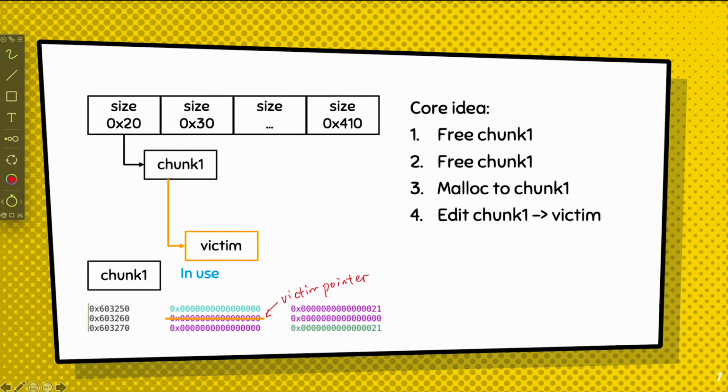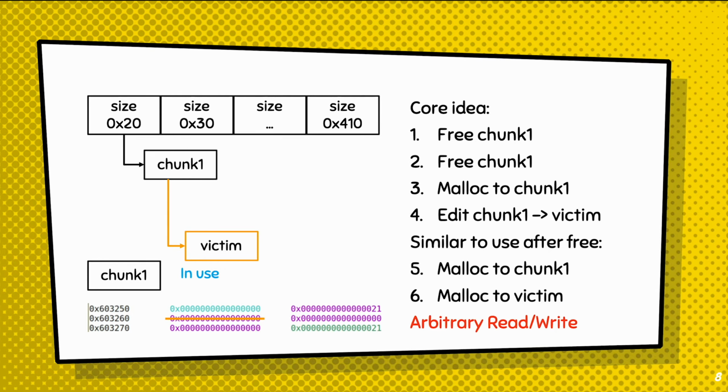And then if you look at the diagram, or if you use bins or tcachebins to investigate, you will find that chunk 1 now links to a victim object, which is the pointer, the content that we put over here. Finally, we're going to use the same trick from use after free, which is to do two mallocs. The first one will malloc chunk 1 again.